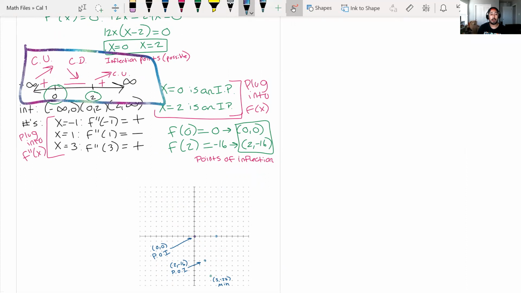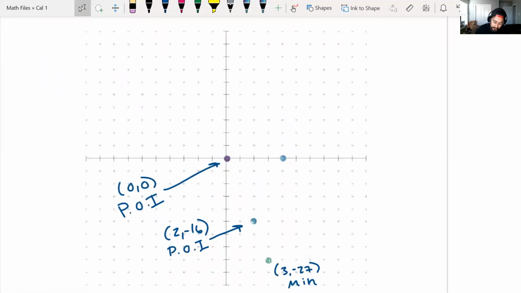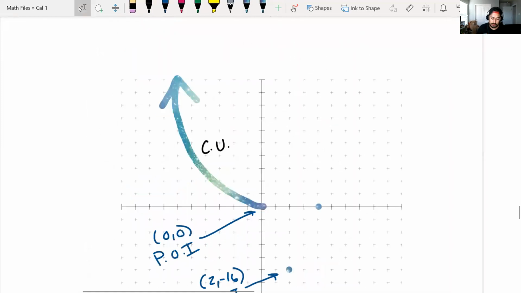So our sign chart says that from negative infinity to 0, we are concave up, which means come down to my graph. So from negative infinity to 0, we are concave up. This is concave up. All right, look at the sign chart again.